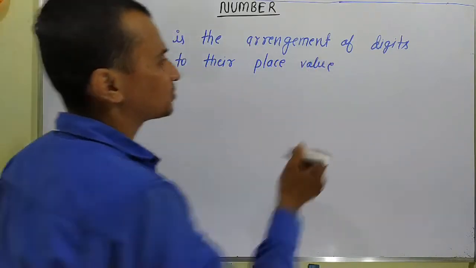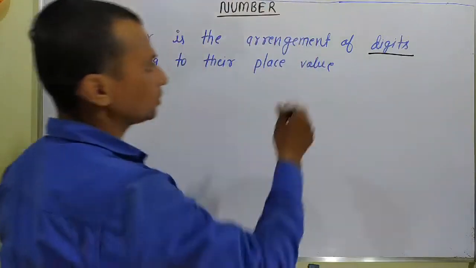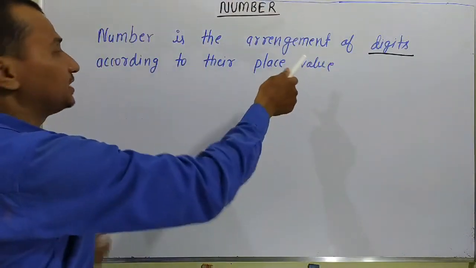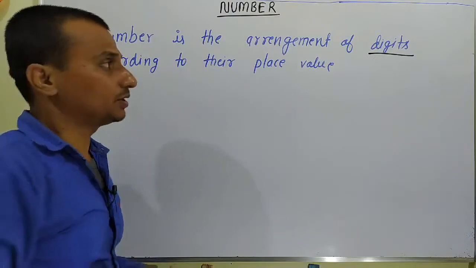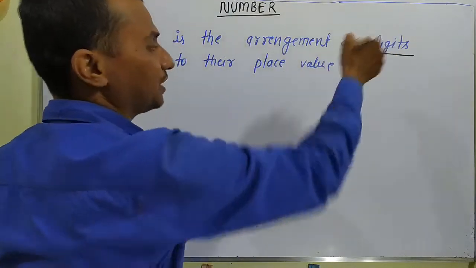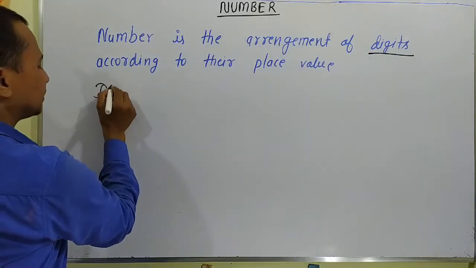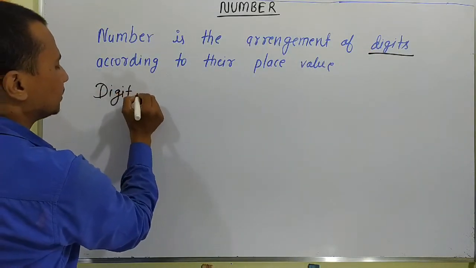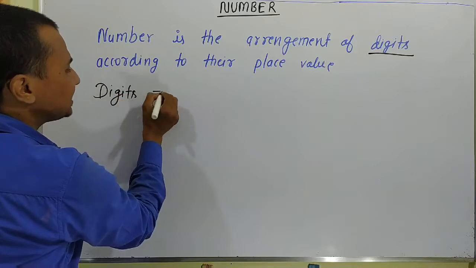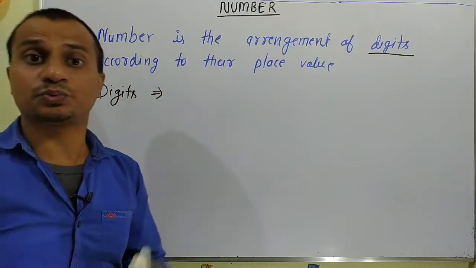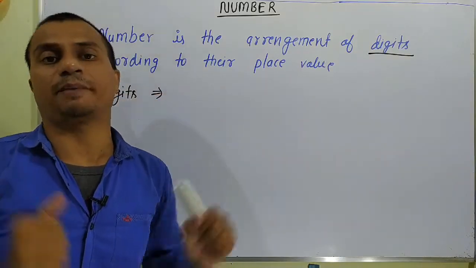Now I am going to explain first what is digit, because without knowing digit it is difficult to understand about the number. Digit and place value of digit. First, what is digit? Digits are figures which are used to form number.